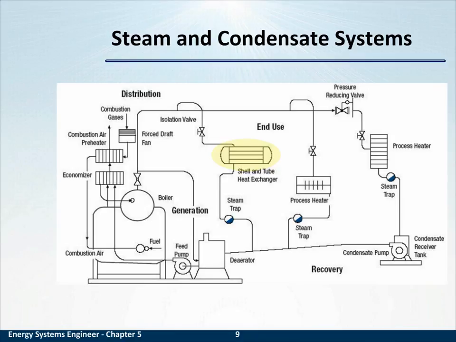The next component on the steam and condensate system is, say for example, a shell and tube heat exchanger. There's some purpose you have in your industrial process for extracting heat from the steam. You maybe use a shell and tube heat exchanger. And then when the steam is used up, or its energy is used up and it condenses back to water, you see it goes through the steam trap and back into the condensate line.